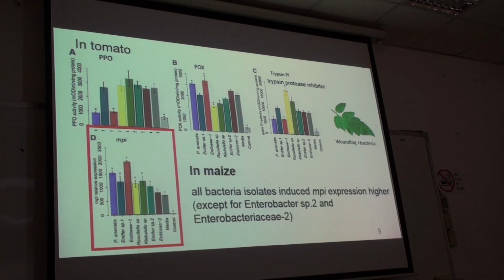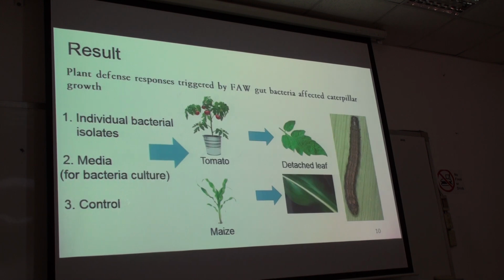However, in maize, all the isolated bacteria induce higher maize protease inhibitor expression. This is the gene-level view of the pattern of plant defense. However, we have to know the phenotype of the caterpillar in this pattern.